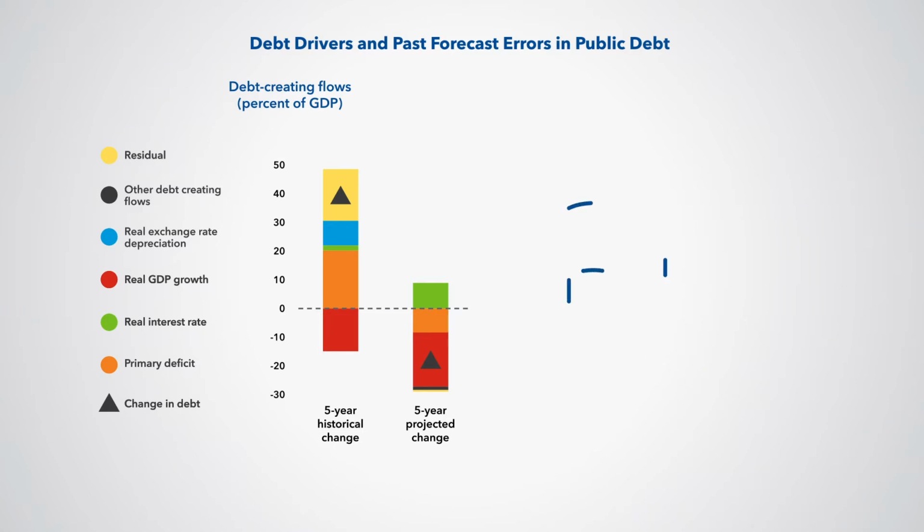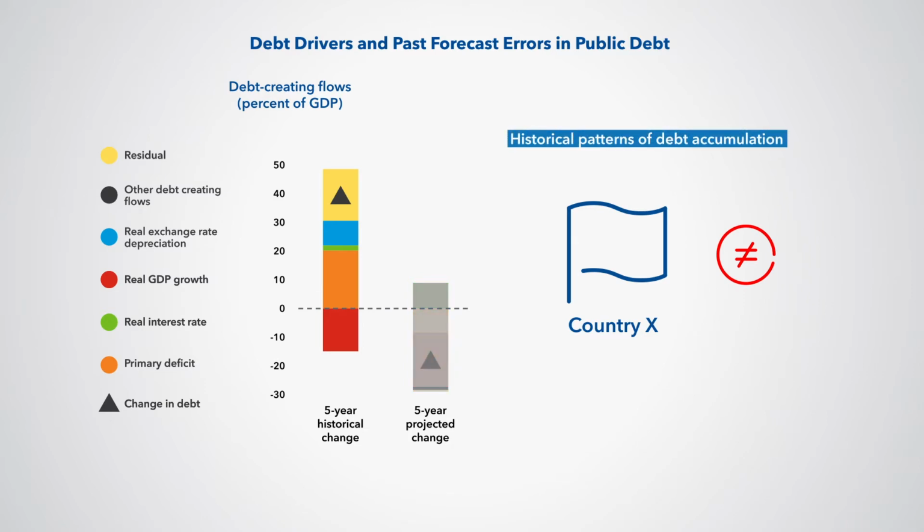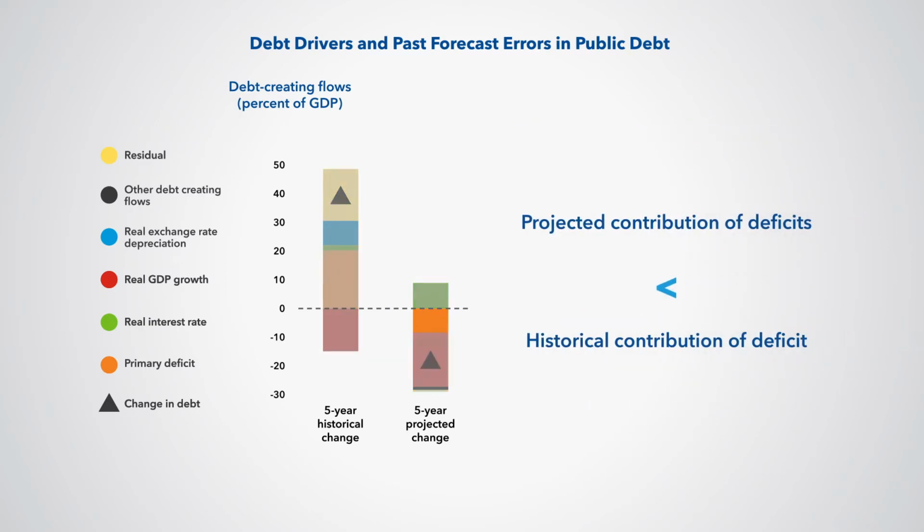In this example for country X, we observe 4 large differences between the historical pattern of debt accumulation and projections for debt. First, the projected contribution of primary deficits is smaller than its historical contributions to debt. In the past 5 years, primary deficit was the largest contributor to raising debt. However, projected fiscal position will help reduce debt in the coming 5 years. This difference could be due to either some one-off negative shocks in the past that have now abated, or a substantial planned fiscal adjustment incorporated in the projections.